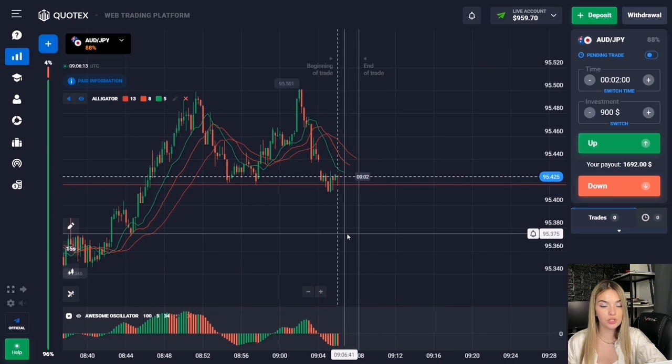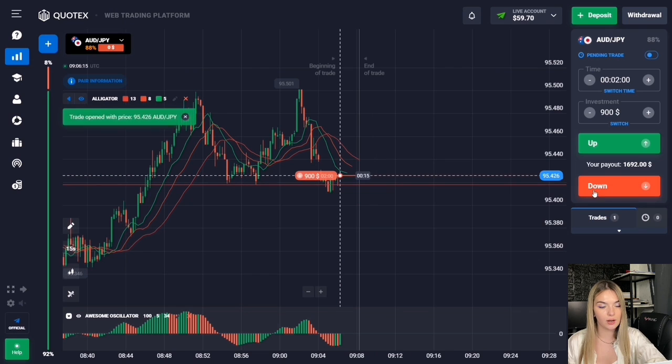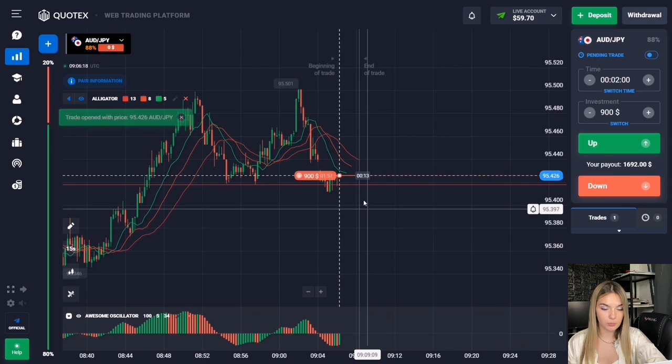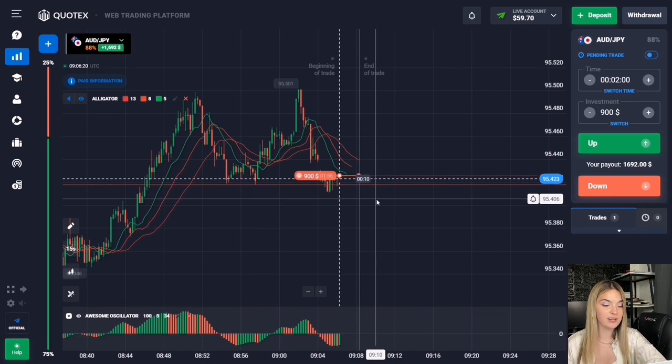I think that in the near future this level will be broken and the price will continue its downward movement, since at the moment there is a preload of our level. And so friends, let's wait for the deal to close.